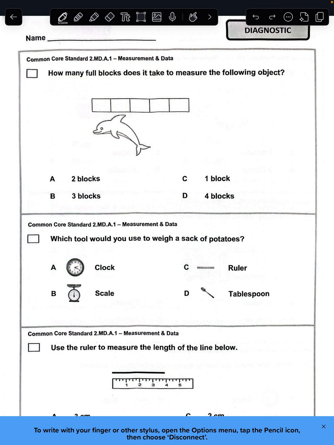This is YLOC lesson 22 for 2nd grade. And the first question here asks, how many full blocks does it take to measure the following object?